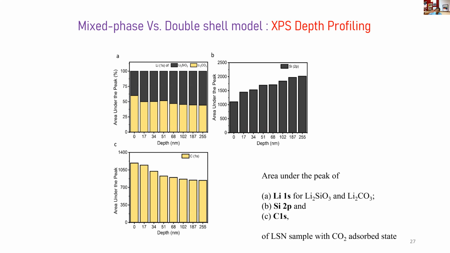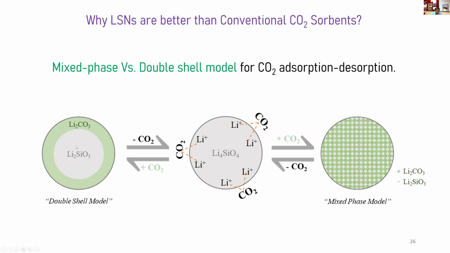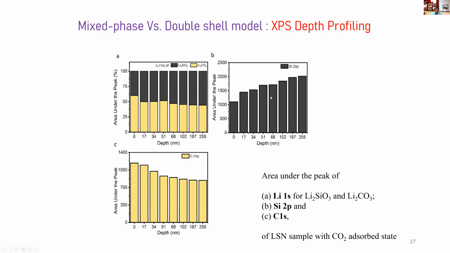If one phase is more than the other, then it should be a double shell model, right? If I slice here, then I will only see lithium orthosilicate, right? If I slice at the top, I will see only lithium carbonate. Whereas in this case, at any depth you slice, you will always see the mixed phase. And that's what we see. At any depth we slice, we always have the mixed phase.